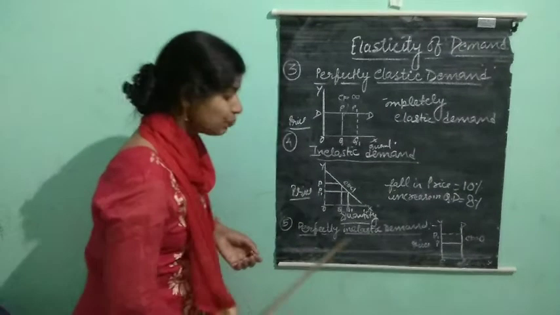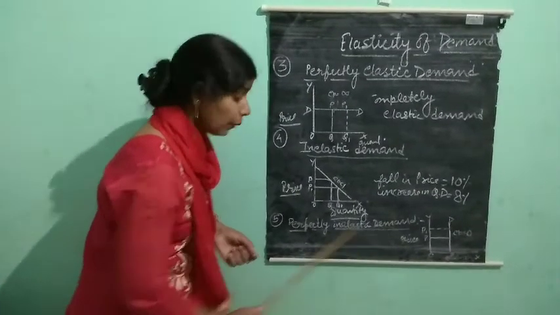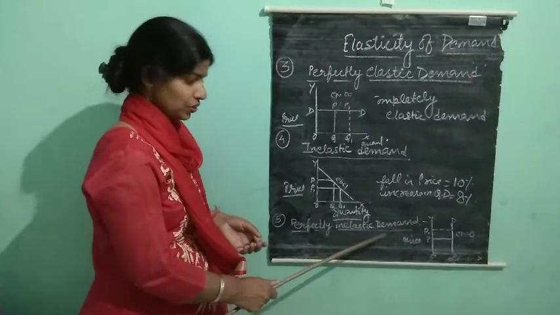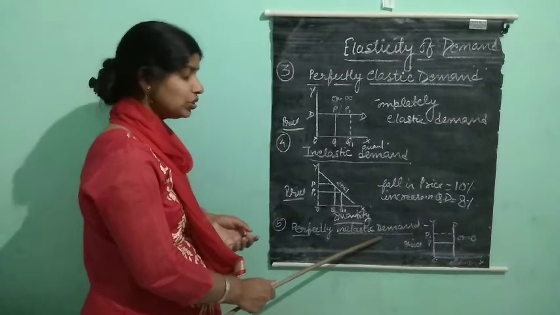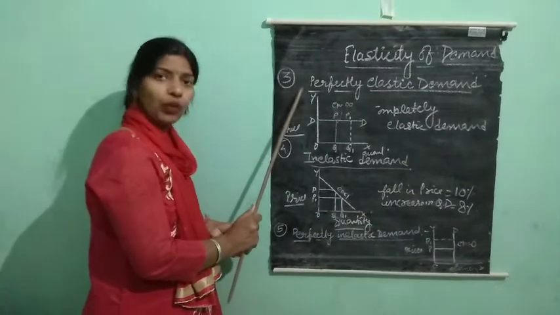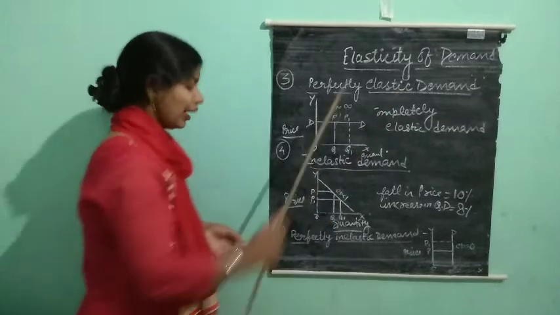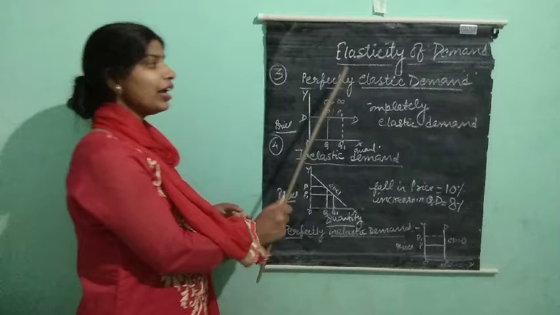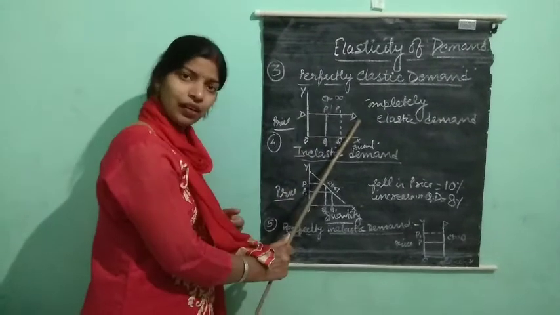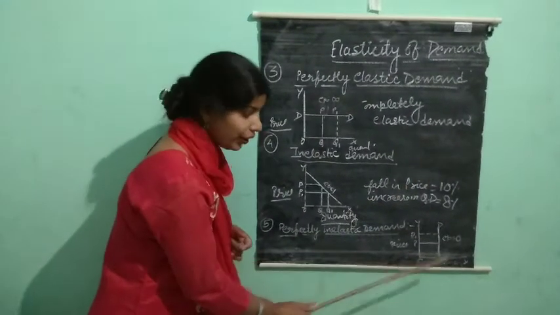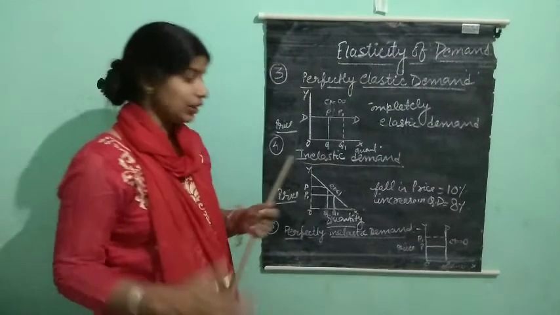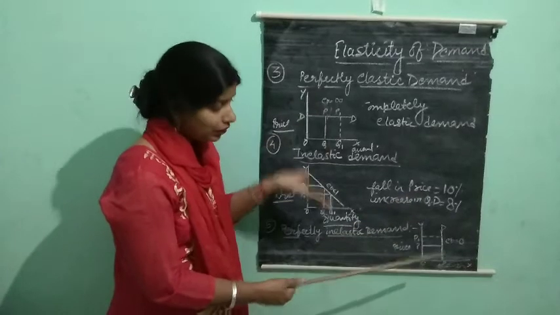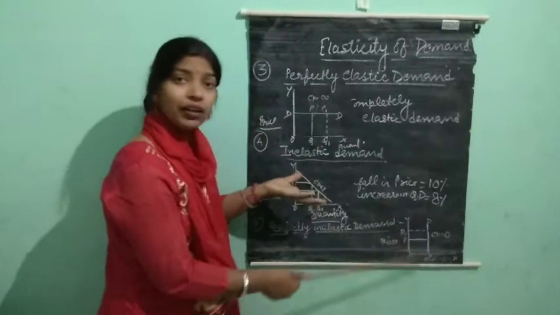Now fifth one is perfectly inelastic demand. Perfectly inelastic demand we can see in the case of most essential goods, and it is the opposite of the third one, perfectly elastic. All of you have seen that this is horizontal and this is vertical. Vertical, all of you can see, for the most essential goods. That's why whatever is the price, OP or P1, change in quantity demand is same.